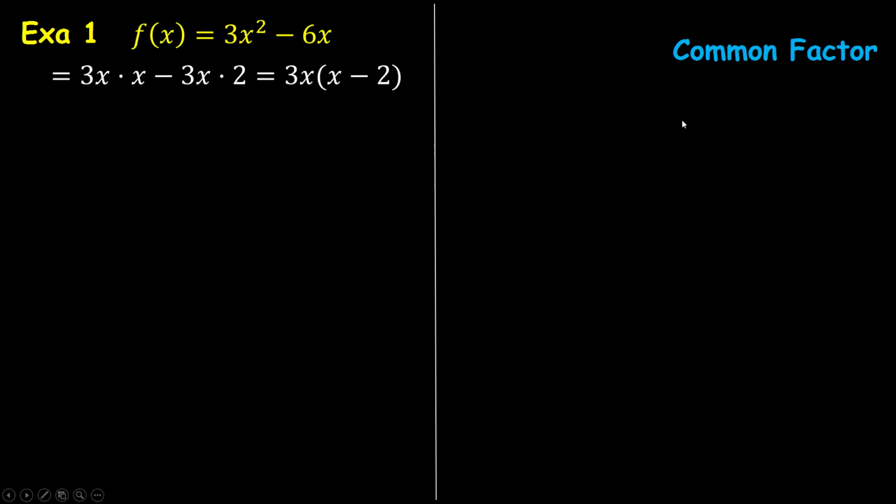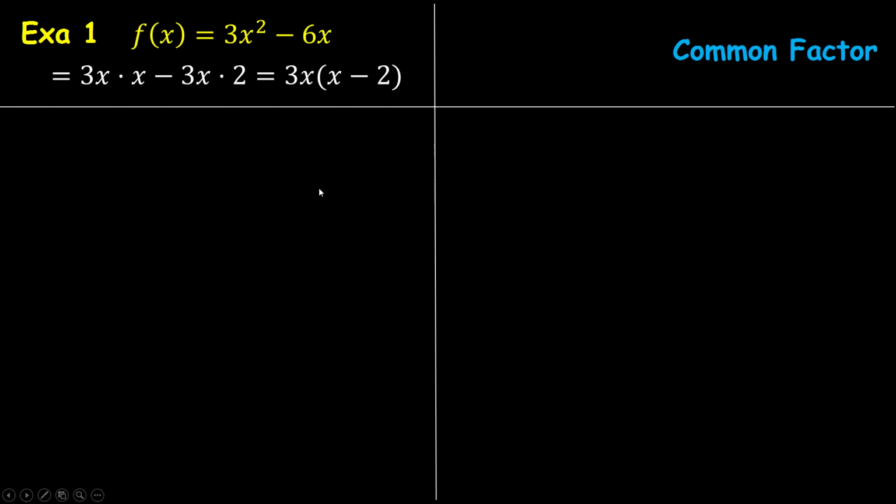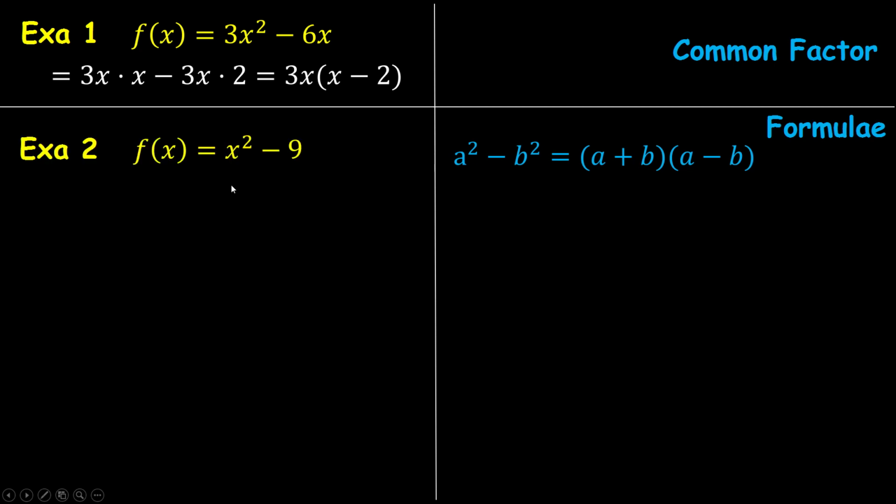Very simple. Let's look at a different kind of technique called using formulas. Here is one of the formulas, the difference of squares formula. Basically, it says if you take the difference of two squares, a squared minus b squared, then it can be factorized into a plus b times a minus b. Very, very useful.